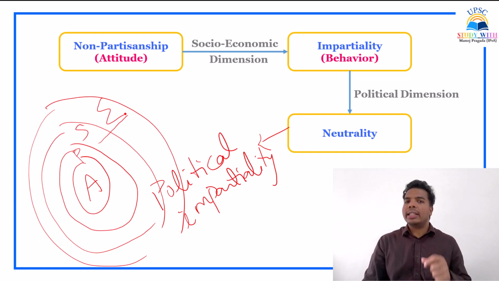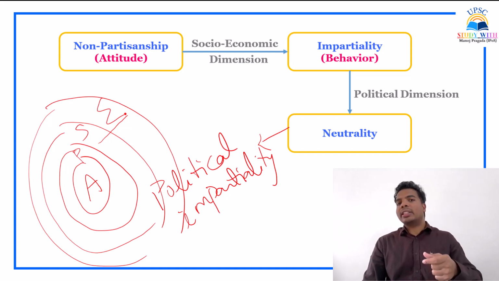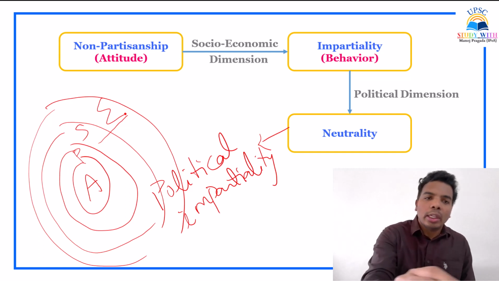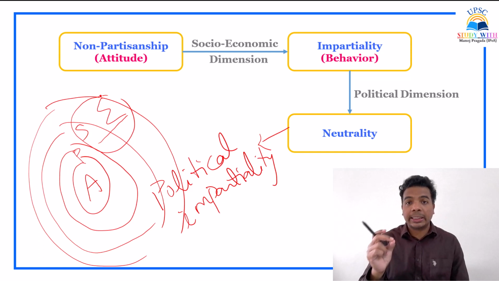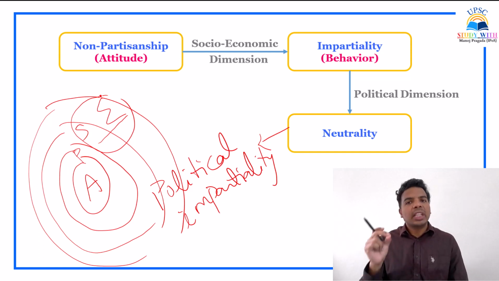Then what about neutrality? Neutrality comes under the political dimension. So for simplicity of understanding, I am saying that while writing answers about impartiality, you should write about the socio-economic cultural dimension. While talking about neutrality, we are saying, neutrality is political impartiality.